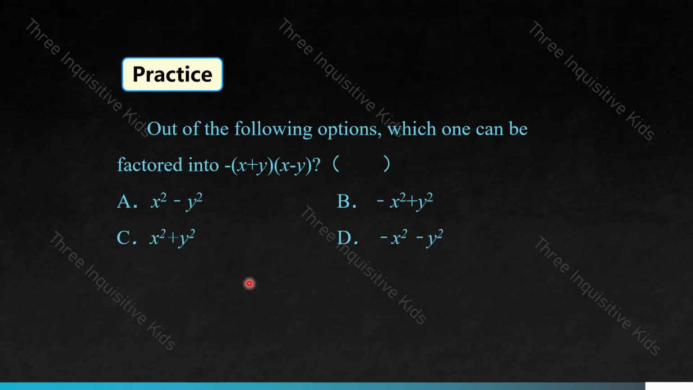Let's do some practice. Out of the following options, which one can be factored into this form? Well, we have to look at each of these options and we will get B. So how did we get B? You can see that we can use a formula right here. x plus y, remember the formula a plus b times a minus b is equal to a squared minus b squared? That's what we can get here, x squared minus y squared. But remember, we still have to multiply that negative sign right there. So instead of x squared minus y squared, we have negative x squared plus y squared.